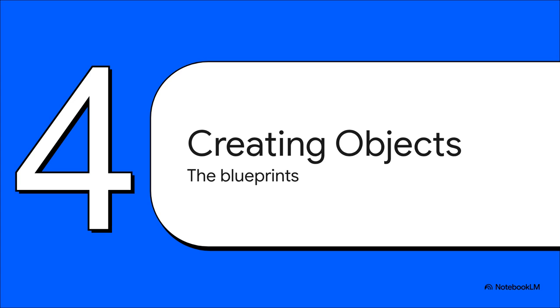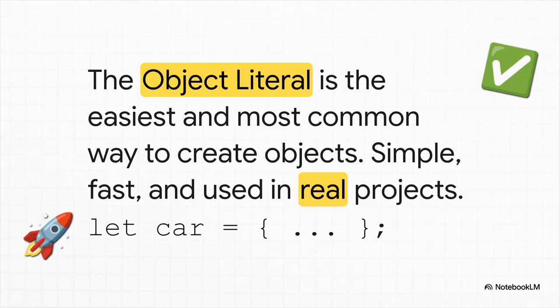So we know how to work with objects, but how do we build them in the first place? Let's take a look at the different blueprints we can use to create them from scratch. All right, the first method, and honestly the one you're going to use like 99% of the time, is called the object literal. You just use a pair of curly braces, curly bracey, to create your object. It's direct, it's fast, and it is the standard you will see in the vast majority of professional projects. This is your bread and butter for sure.